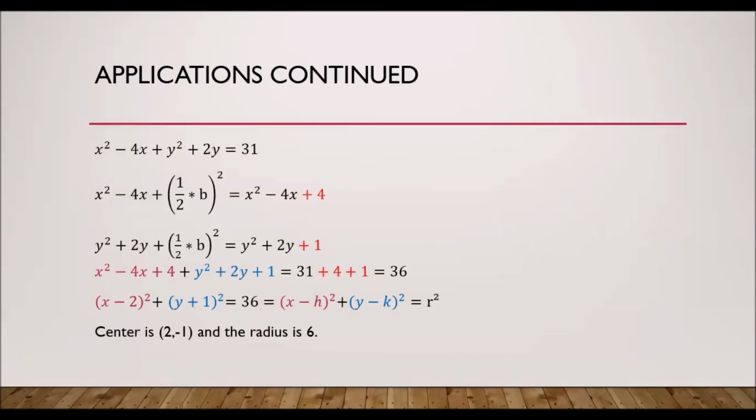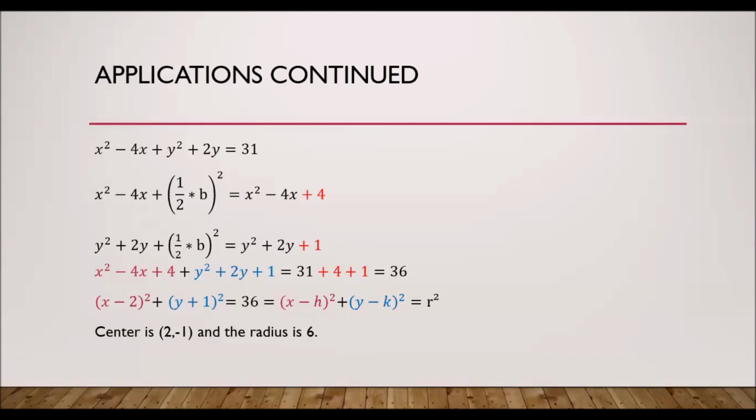First, I need to move any constants to the other side. My only constant, 31, is already opposite of the side with the variables, so that step is taken care of. Next, I add the square of 1/2 b for the x portion. My b of the x portion is -4. Dividing that by 2 gets me -2, and squaring that gives me +4. I do that once again for the y. I divide b, which is 2, by 2 to get 1, and square that to get 1.